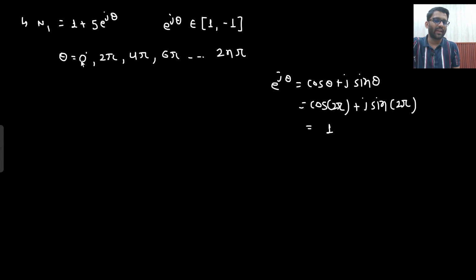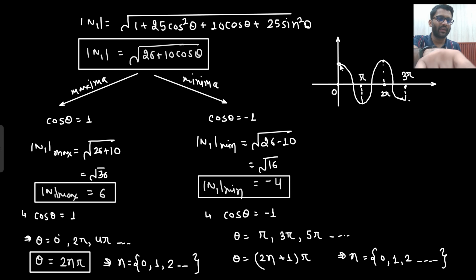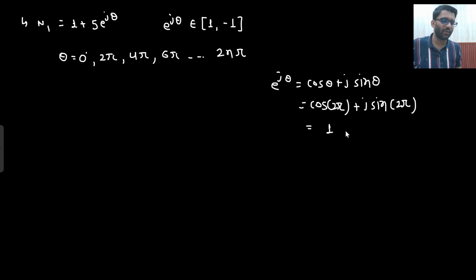Theta equals 2 pi I am putting. I could put 0 as well, I could put 4 pi as well, I could put anything. I am putting 2n pi. So cos 2n pi, 0, 2 pi, 4 pi, will always be 1 and sin will be 0. So e to the power j theta is 1. That is the maximum value it can give you, at 2n pi.